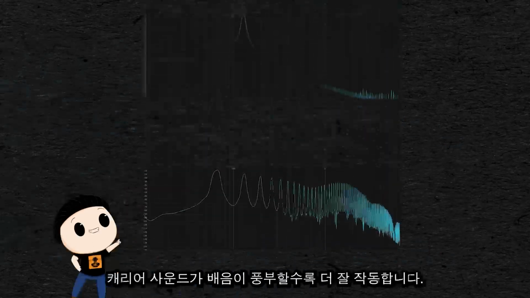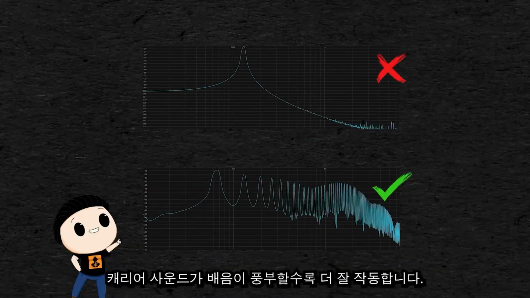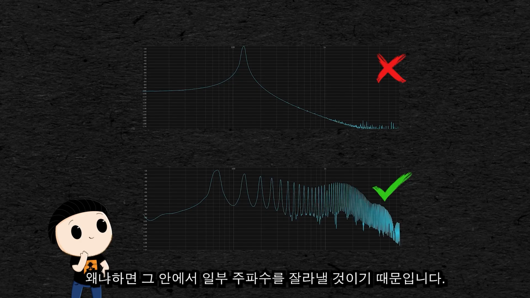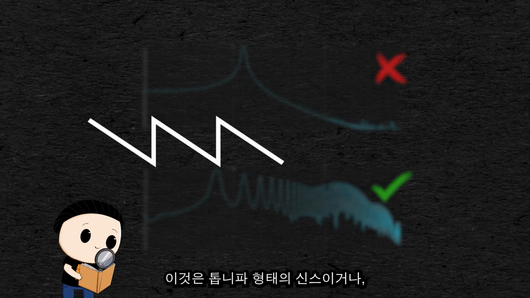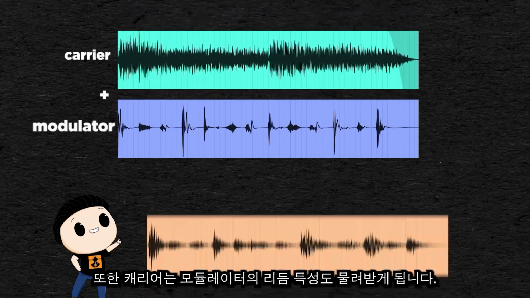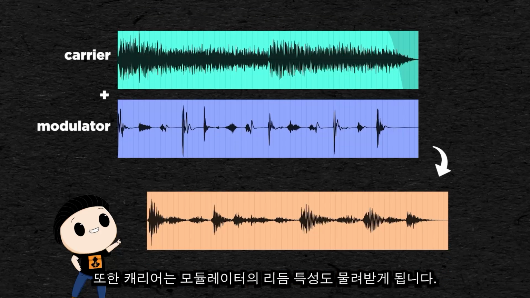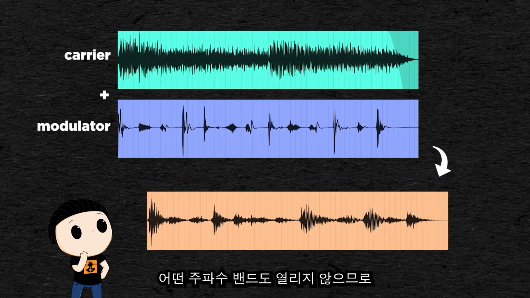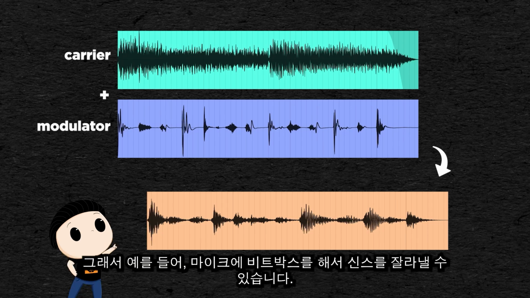This will work better if the sound of the carrier is rich in harmonics, because we're going to carve frequencies out of it. This can be a synth with a sawtooth waveform, a sound with a heavy distortion on it, this kind of thing. This also means that the carrier will inherit the rhythmic qualities of the modulator as well. If the modulator is not playing, no frequency band will be open, so we won't hear the carrier either. So you could kind of beatbox in the mic to chop up a synth, for example.